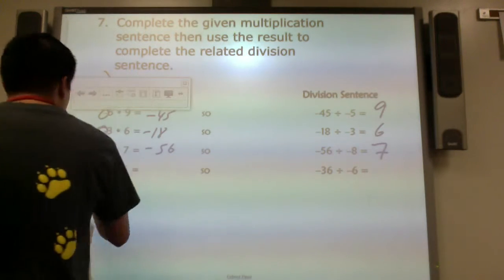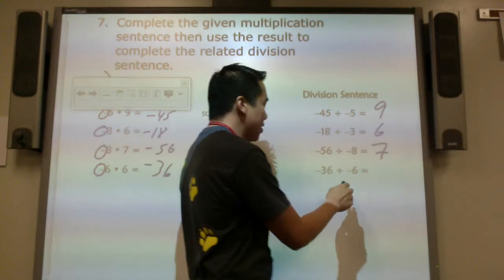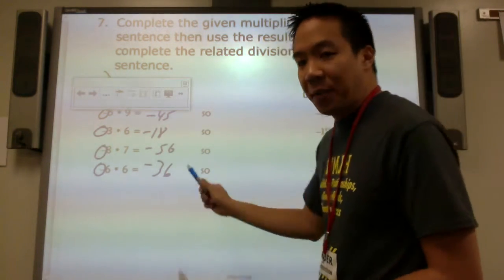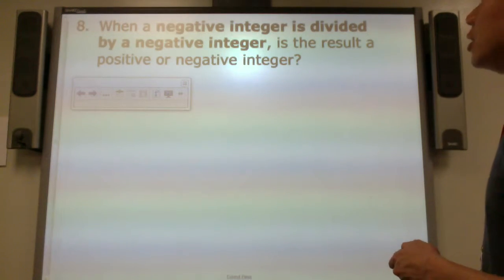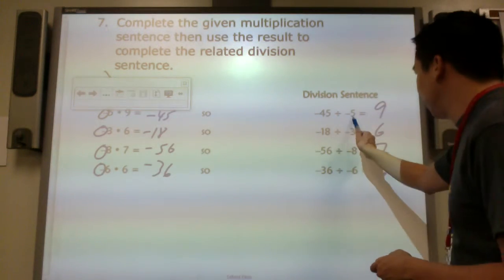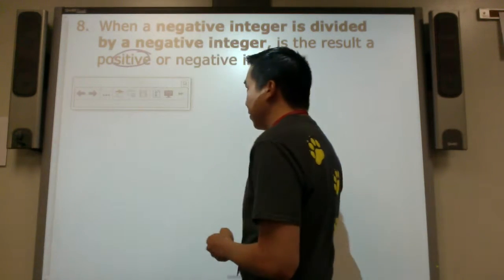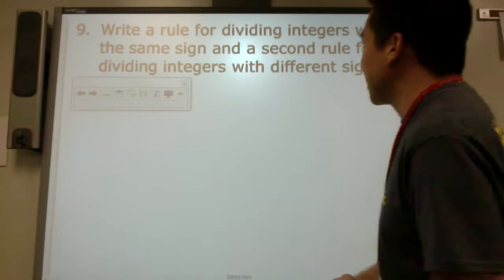What's the opposite of 6 groups of 6? It's 36. Opposite is -36. So -36 divided by -6 is 6. It's all about fact families. So when a negative is divided by another negative, the answer is negative or positive? It is positive. So write a rule with the same sign.